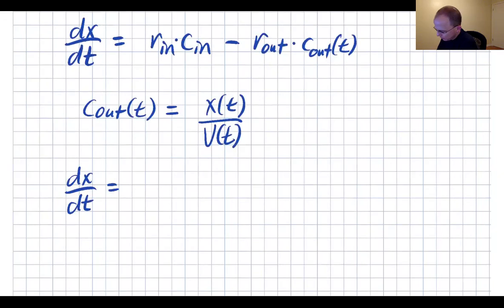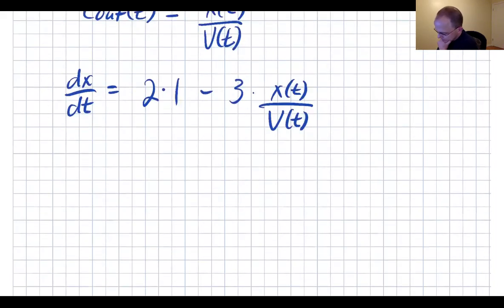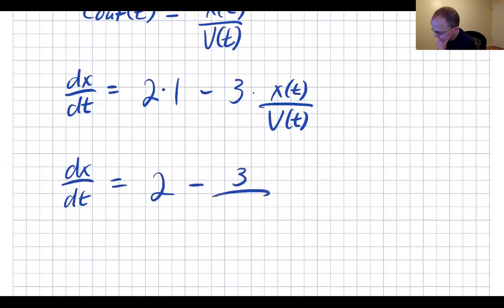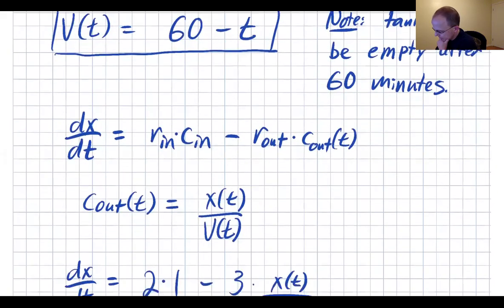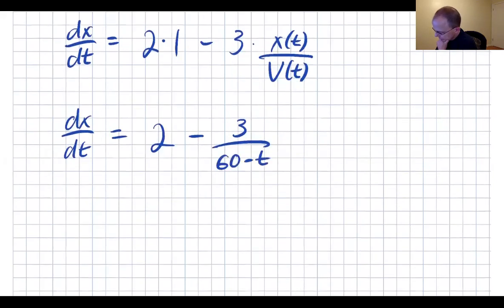R in was 2 and C in was 1 pound per gallon. And then R out was 3 gallons per minute. And then we have this x of t divided by v of t. So 2 minus 3, v of t was 60 minus t, and then times x. So it's x of t, but I'll just call it x.